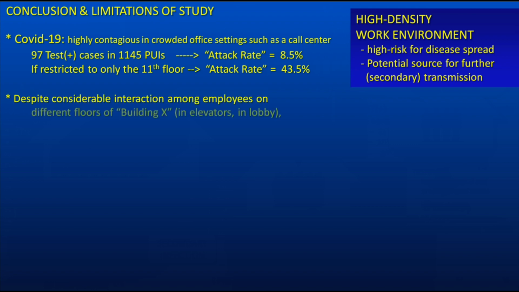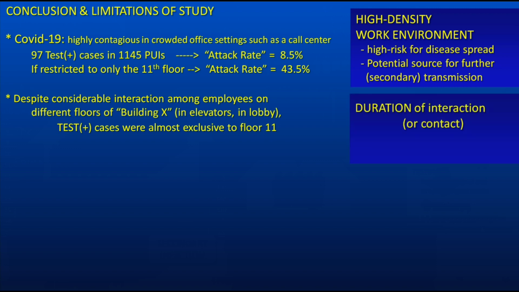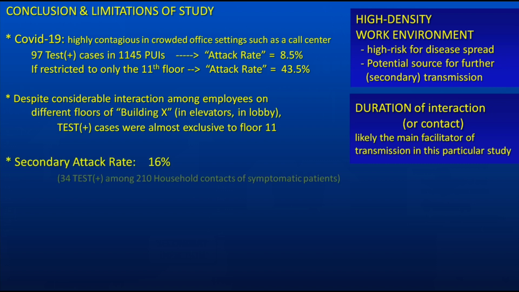They also noted that despite considerable interactions among the employees on different floors of Building X, for example in the elevators and in the lobby, the test positive cases were almost exclusive to the 11th floor. And so the thinking is that for this particular case, the duration of interaction or duration of contact appears to be the main facilitator of the disease transmission. They further noted that the secondary attack rate was 16%, which is the percentage of 34 test positives found among the 210 household contacts of symptomatic patients.